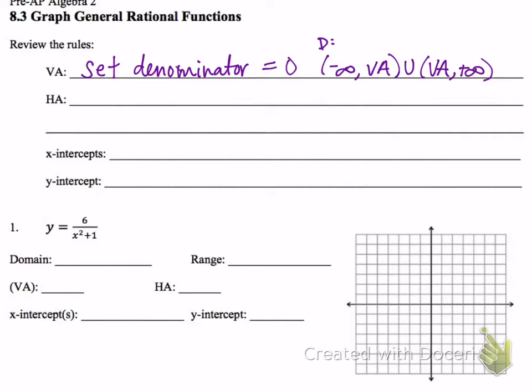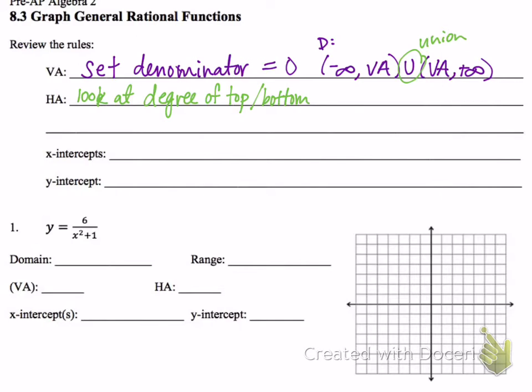For horizontal asymptote, that one is a little bit more complicated. So you have to look at the degree. So look at degree of top and bottom, so the numerator and the denominator. If that's a union, so that just means like it's like a connector kind of, because your denominator is going to have two of them.